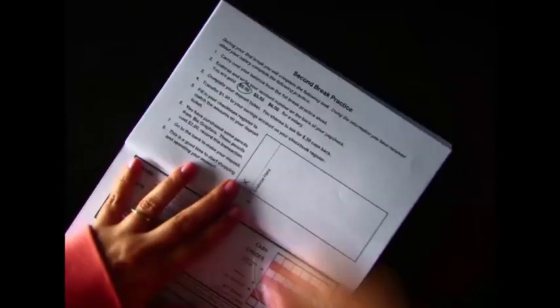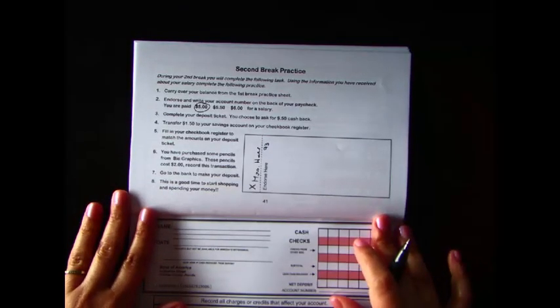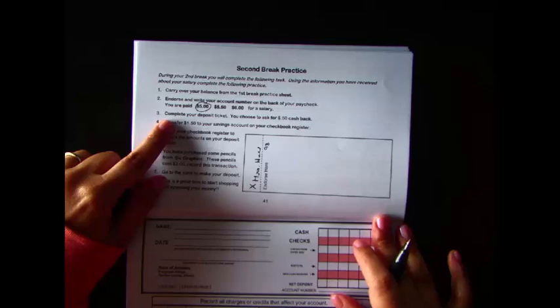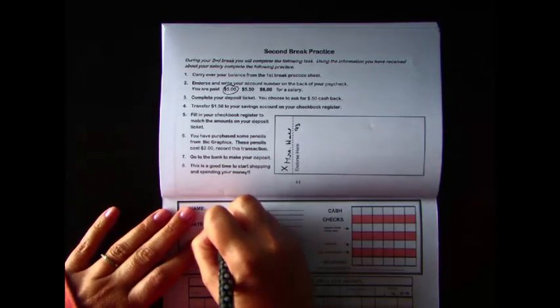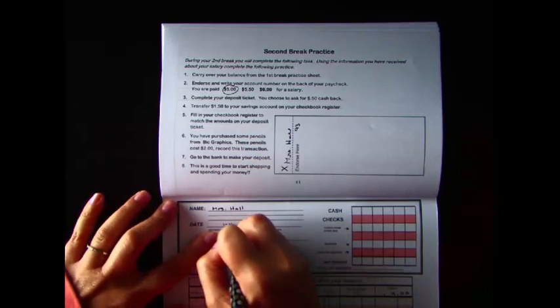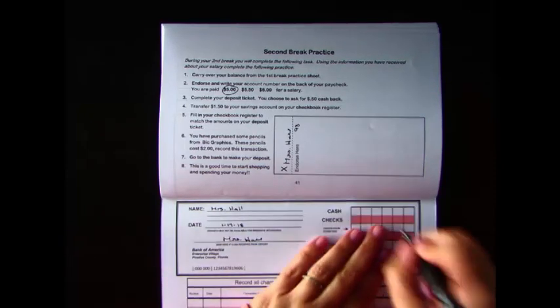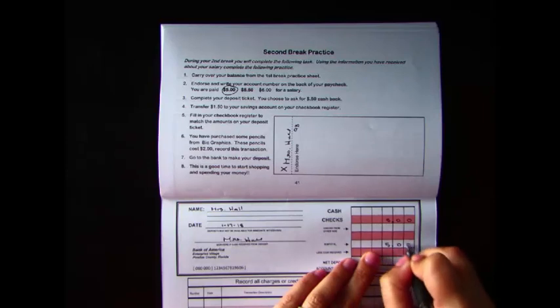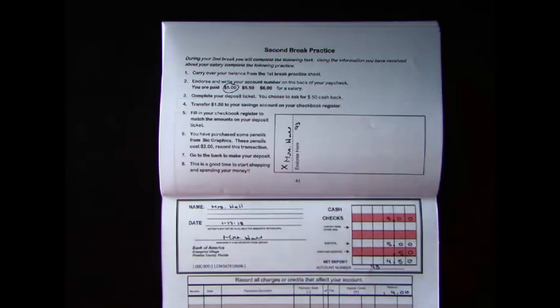Okay? I'm going to endorse and write my account number on the back of my paycheck. So go ahead and endorse your check, write your account number, complete your deposit ticket, and choose to ask for 50 cents cash back. Okay, so go ahead and fill in your deposit ticket. Remember to sign because we are asking for money back. Record what your check is, your subtotal. We are asking for 50 cents back, and then your net deposit and your account number. Okay.